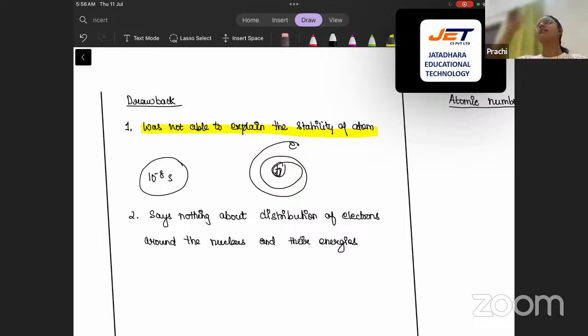A spiral, lose energy, and will fall into the nucleus. So Rutherford was not able to explain this part, that is why the atom is stable.